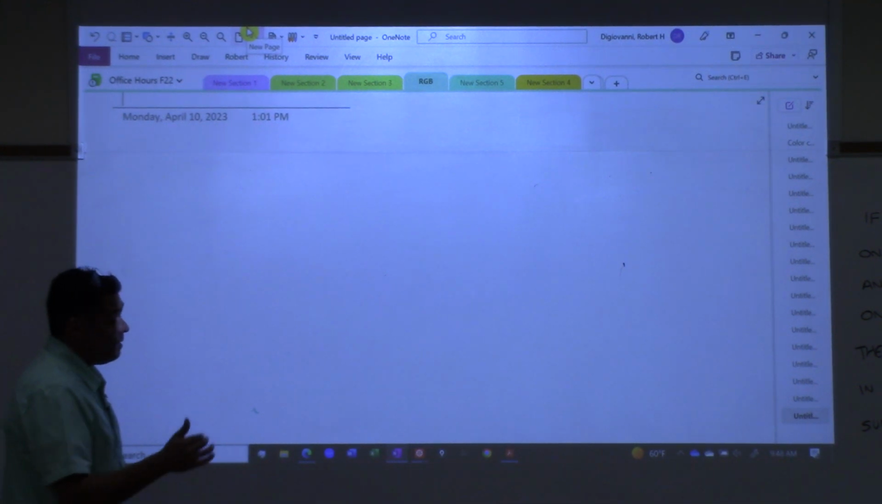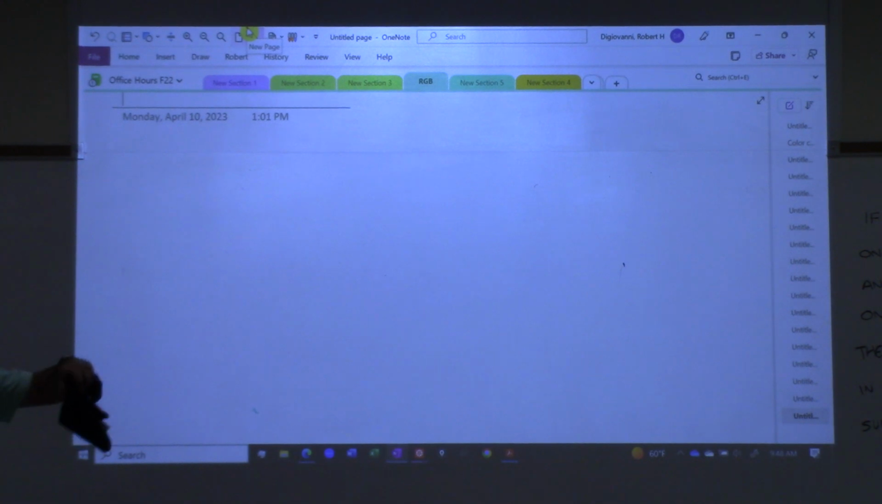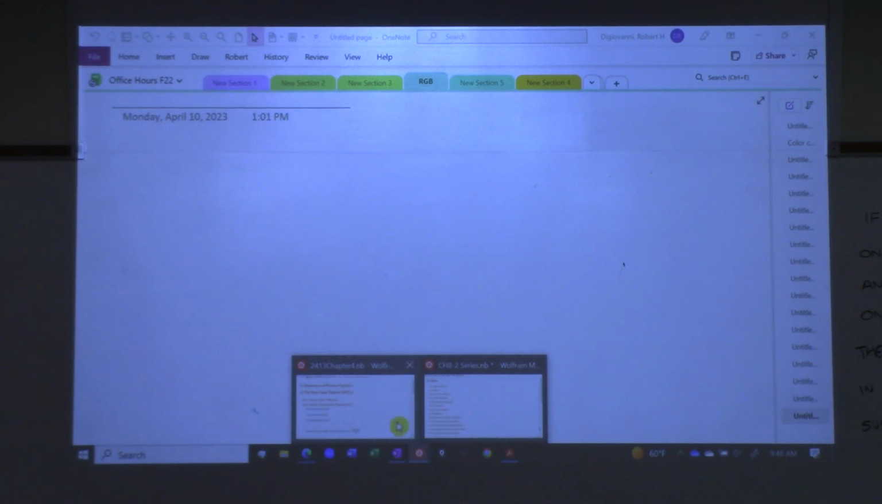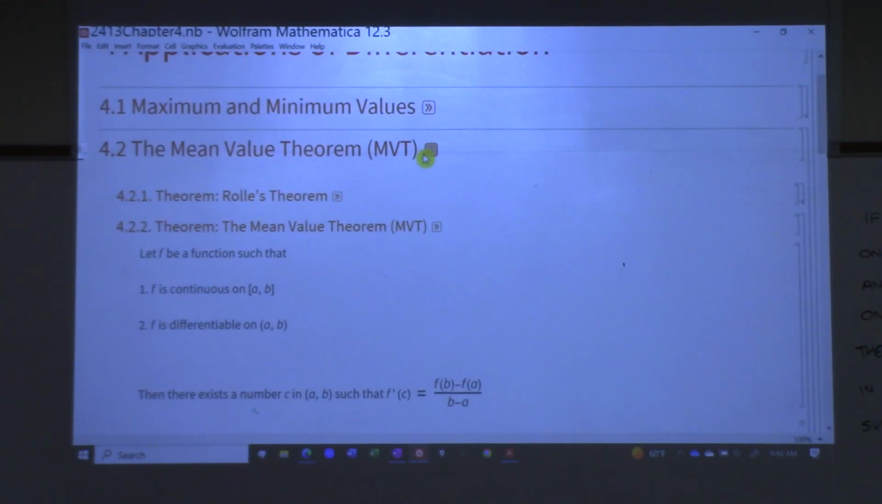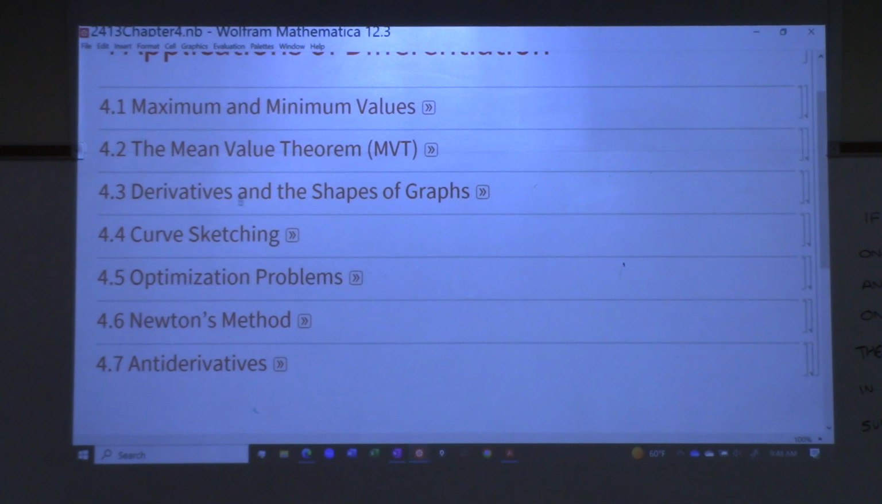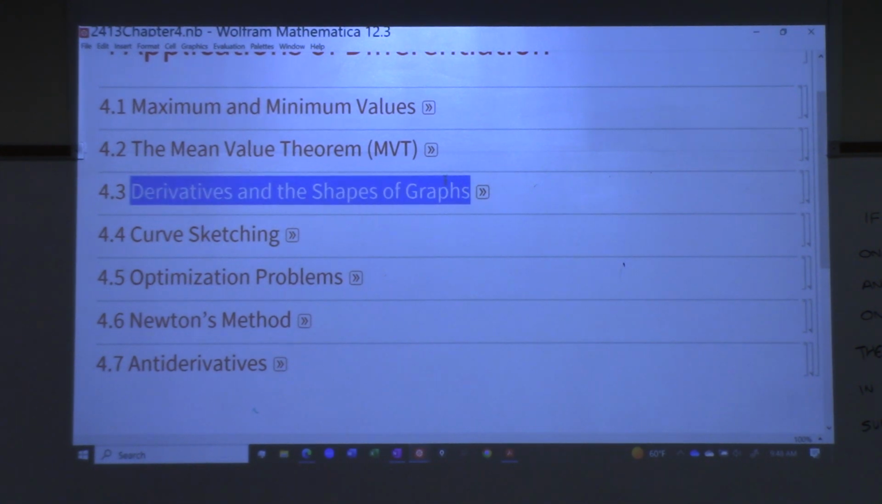So now we're back on that highway. We're trying to find the highest and lowest points on a graph, but we're no longer going to restrict it to a closed interval. So 4.3, Derivatives and the Shapes of Graphs. We're now going to investigate further how the derivative can tell you about the shape of a graph, like what it looks like.